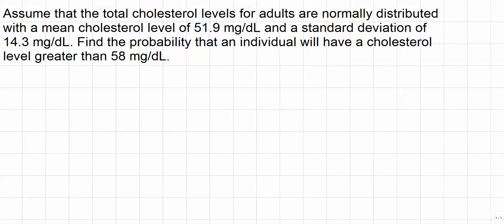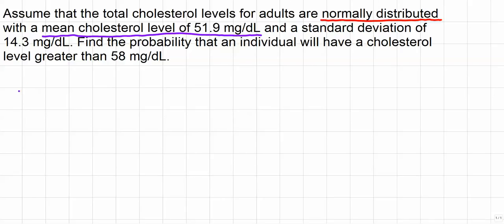Alright, there are a couple of things that we need to look at in this particular problem so that we can understand exactly how to solve it. First off, the problem says that total cholesterol levels for adults are normally distributed, and that's a key component because we're going to need the standard normal distribution table. Then we're given a mean cholesterol level of 51.9 milligrams per deciliter. The units aren't as important in this problem because we're looking for a probability, but you do need an understanding of what units mean in general.